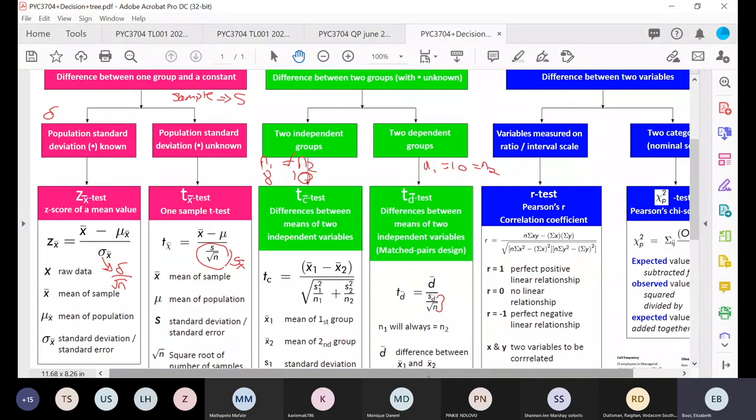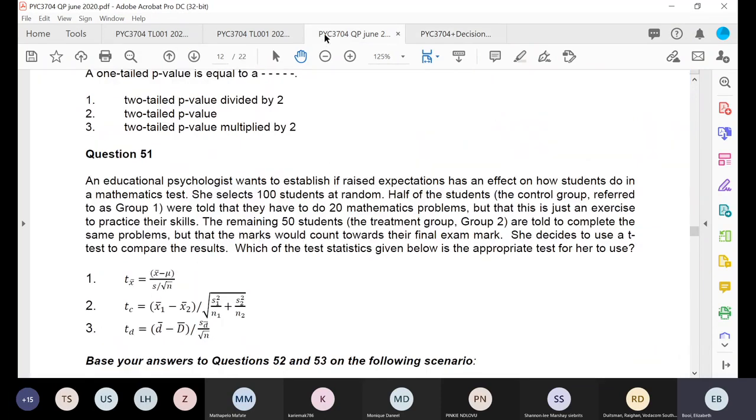Two independent groups, two dependent groups. Independent groups, they do not have to be equal. Dependent groups, they have to be the same. Independent group, one does not influence the other because one does not depend on the other. Dependent group, one depends on the other. Okay. Remember that.